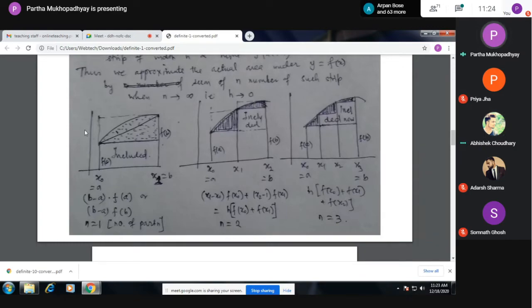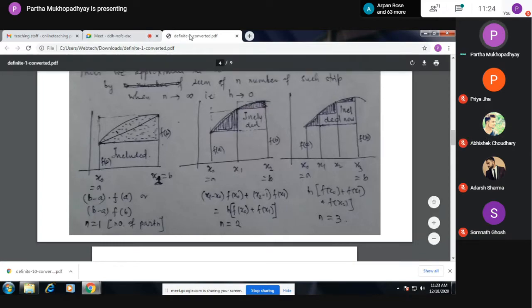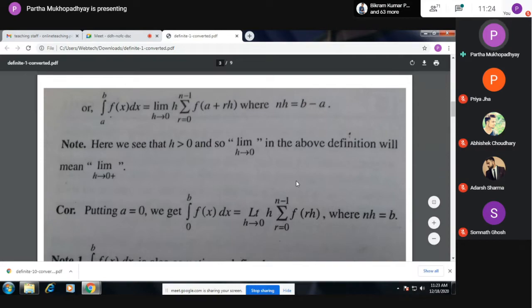You see, we can always do that. This origin, we are shifting to this origin. Okay. So if we take a equal to 0, then this f of a plus r h will be only f of r h into h, r is equal to 0 to n minus 1. Okay.